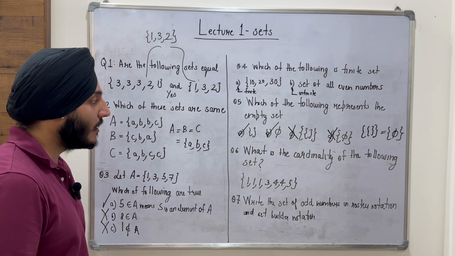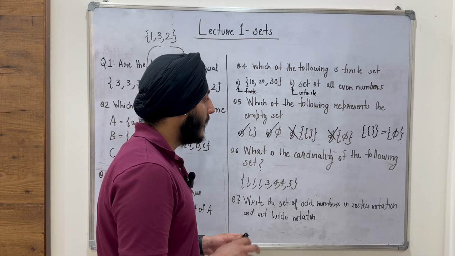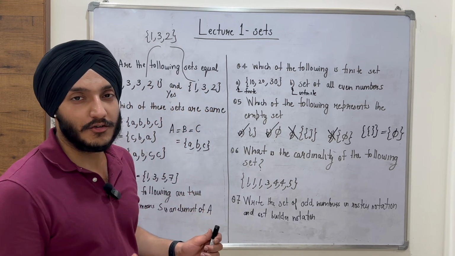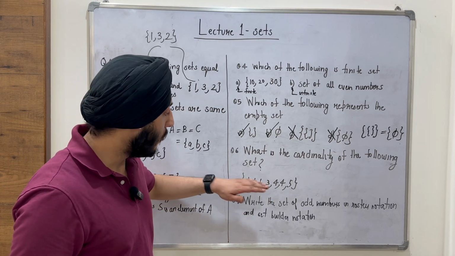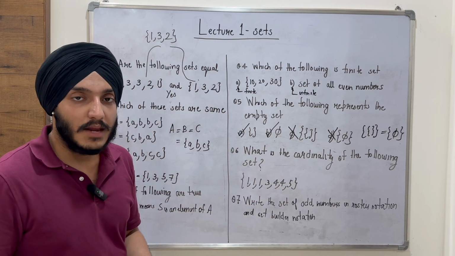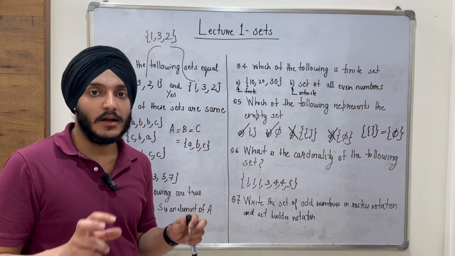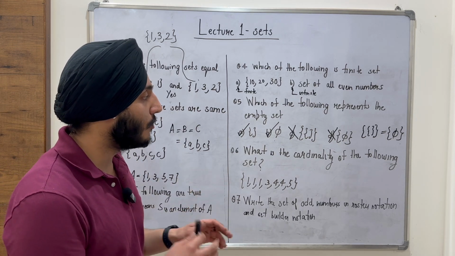Moving on, let's try to understand question number 6. What is the cardinality of the following set? So this is again kind of a tricky question, but not that difficult, right? You're given a set, 1 occurs 3 times, then there's a 3, then there's a 4, then there's a 5. Remember the important part of what is a set. A set is a collection of objects where order and multiplicity don't matter.